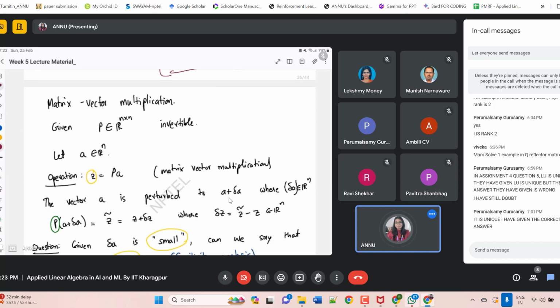I just had water. So till now we saw norms, induced norms, and matrix norms. Now we will see some... we are coming to the condition number property.